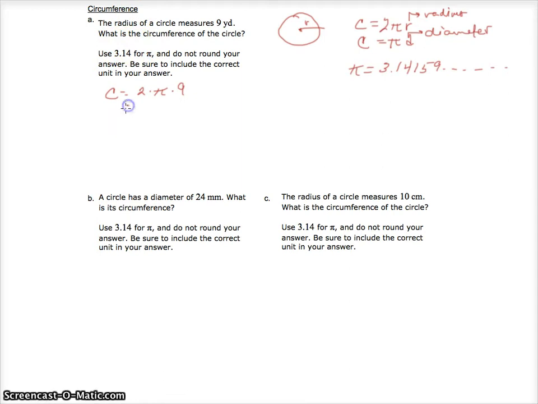So my circumference is going to equal 2 times 3.14 times 9. So I'm going to grab my calculator and punch that in. 2 times 3.14 times 9, and my answer will give me 56.52.